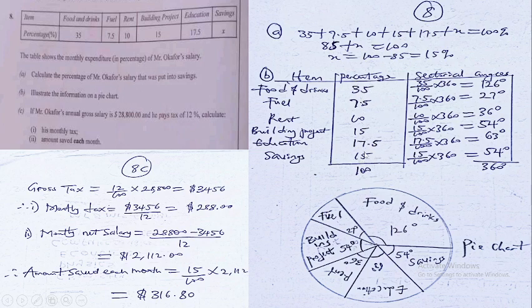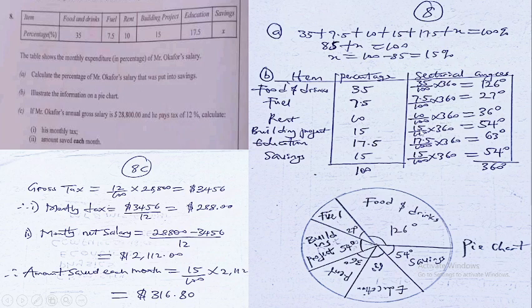Then you can convert each percentage to sectorial angle by saying the percentage divided by the total percentage multiplied by 360, which is the sum of angles in a circle. So we have 35 over 100 times 360, and that will give us 126 degrees. 7.5 divided by 100 times 360 gives us 27 degrees. 10 divided by 100 times 360 degrees will give us 36 degrees.